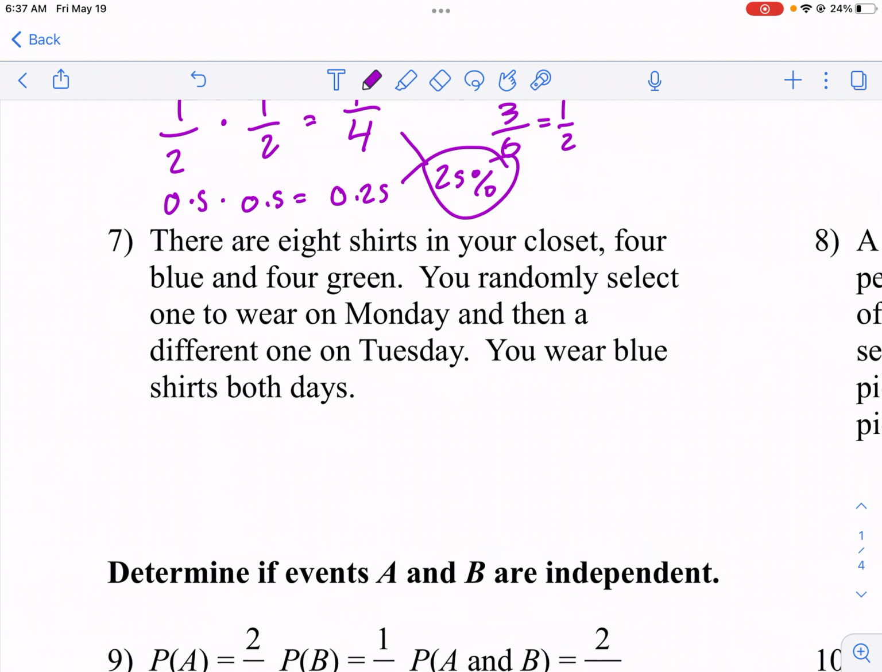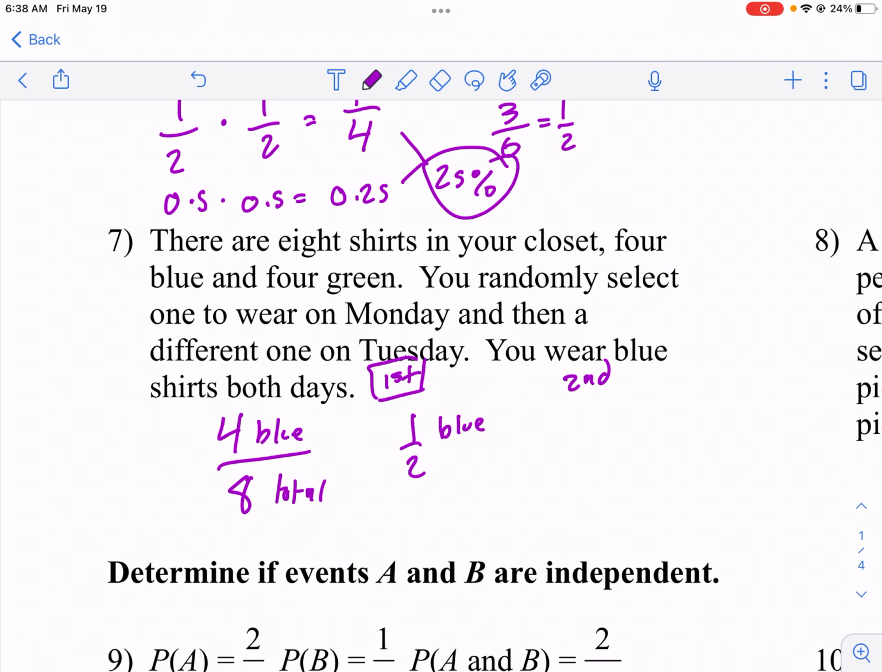Number 7. There are 8 shirts in your closet, 4 blue, 4 green. You randomly select one to wear on Monday, and then a different one on Tuesday. This one's different. You might be inclined to say, okay, there's 4 blue out of 8 total, so our probability is just 1/2. You've got to be careful here. For the first day, we have a 1 in 2 chance of getting blue.